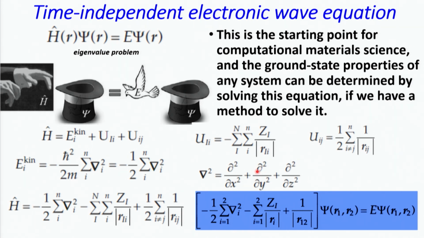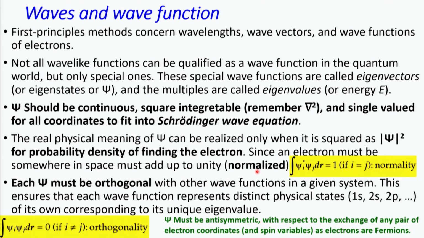So the starting point for computational material science is this equation, and the ground state property of the system can be determined by solving this equation if we have a method to solve it. So we need to look for the methods. We know all the potential energy terms and also the kinetic energy terms. Now what should be the nature of the wave function?